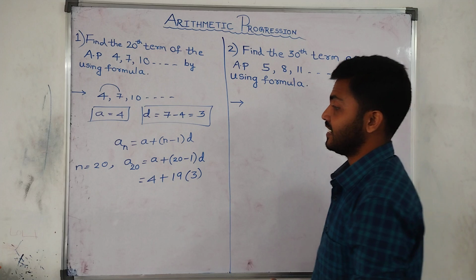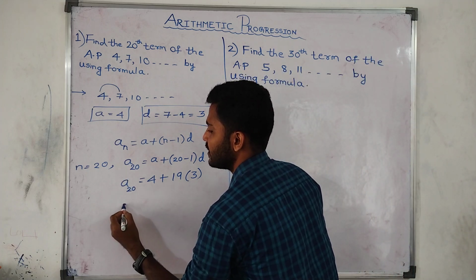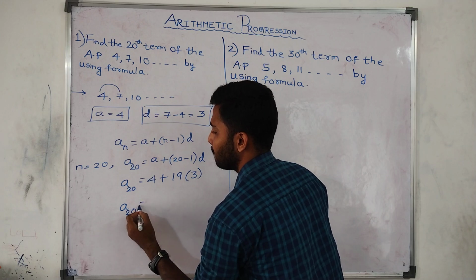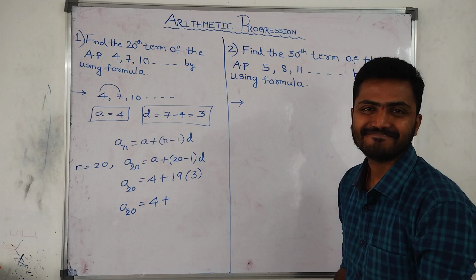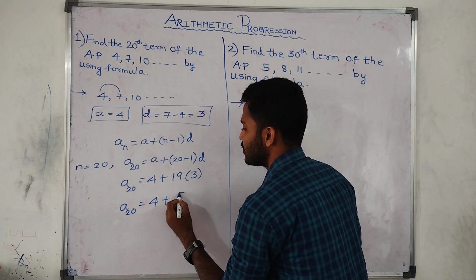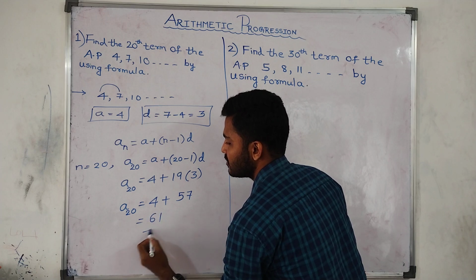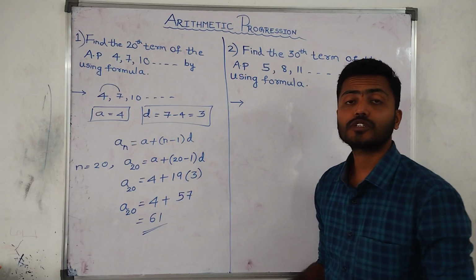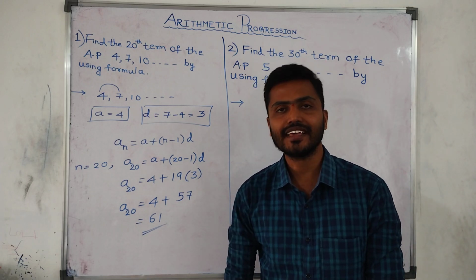Correct? So now it's all about simplification, my dear students. a_20 is equal to, what happens? 4 plus 19 times 3, how much? 57, right? So 57 plus 4, this is going to give us 61. So the 20th term of this arithmetic progression is going to be 61.